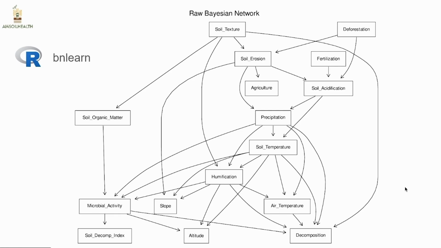Well, there are many powerful and advanced tools available in R and Python for building Bayesian networks. Even the simplest one, the bnlearn package, enables us to construct what we call a raw Bayesian network according to this data set. Why do we call this a raw Bayesian network?